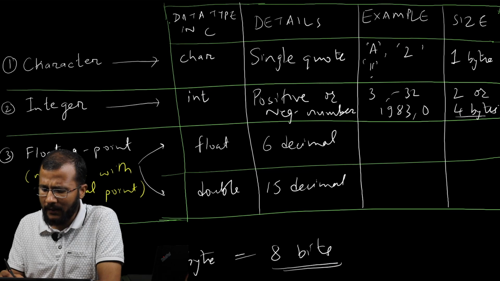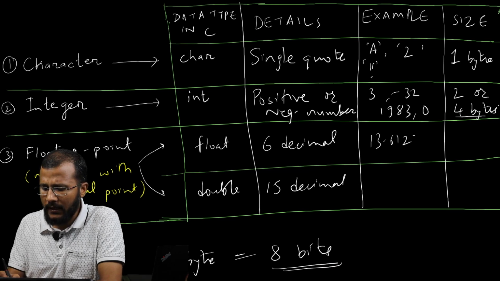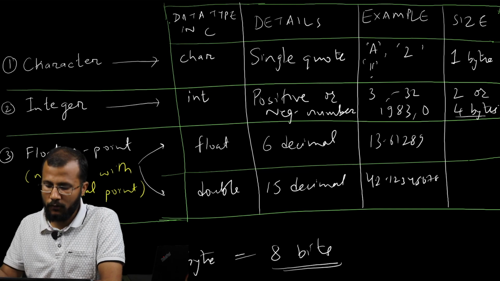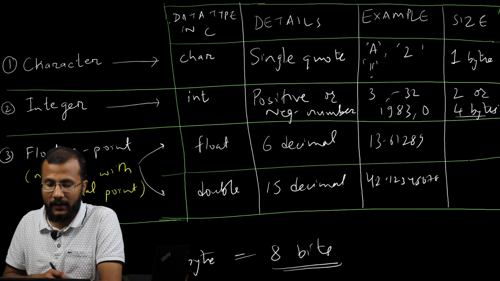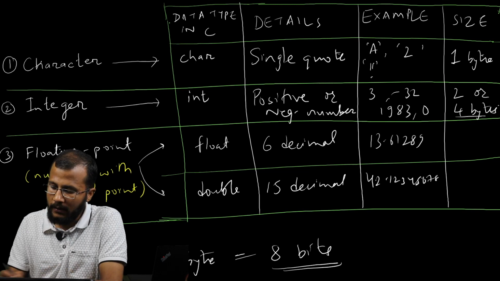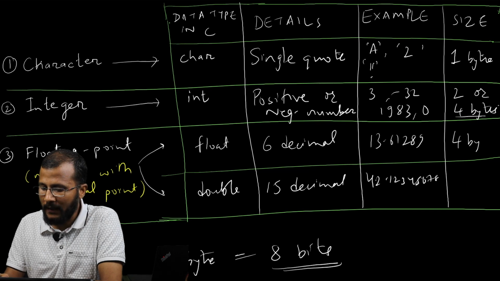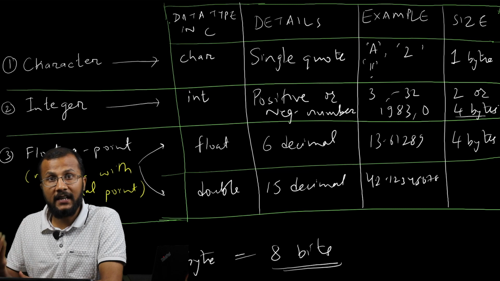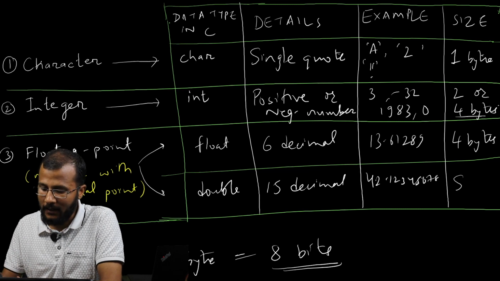Now examples can be 13.61289 and 42.1234567, and so on; up to 15 decimal places it will work with. Now talking about the size of float: a float is 4 bytes, it will occupy 4 bytes in the memory, and a double is double the size of a float. It will occupy 8 bytes in the memory.